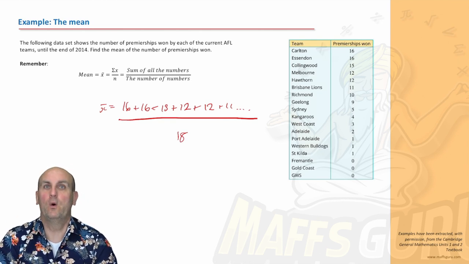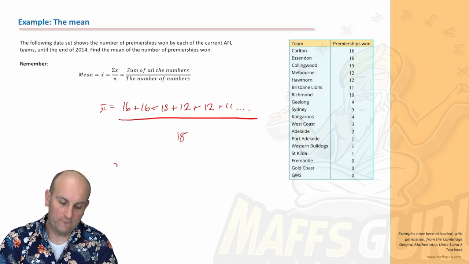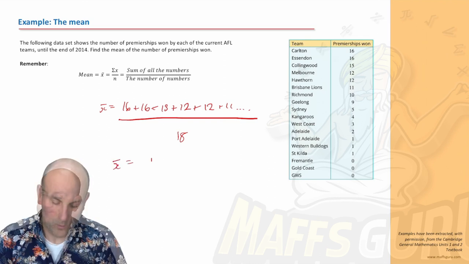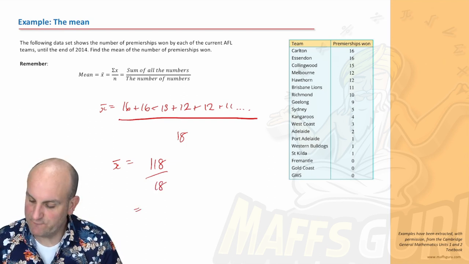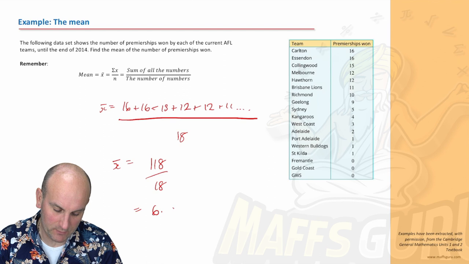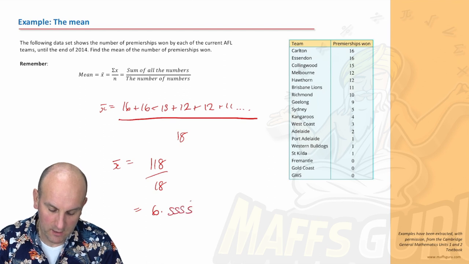But, so, putting all that in, I would then find out that my x bar would be equal to 118 divided by 18, which gives me 6.5555555 recurring.